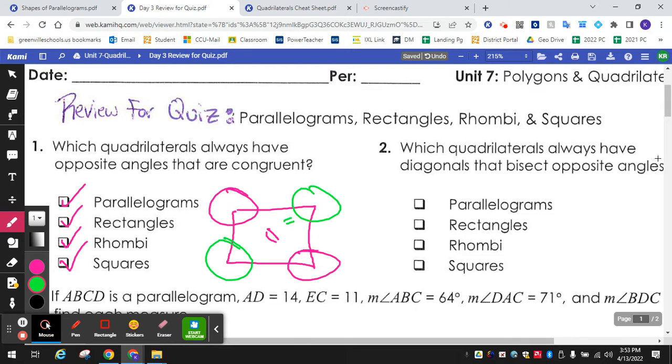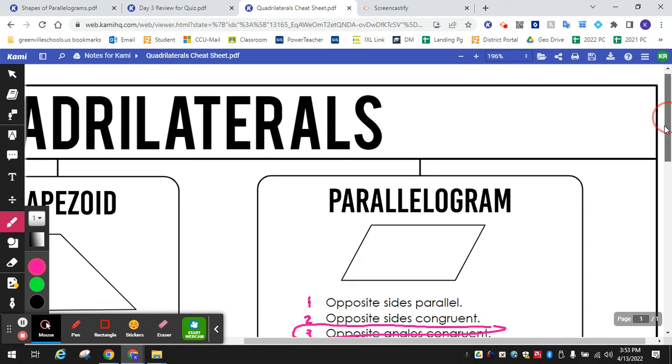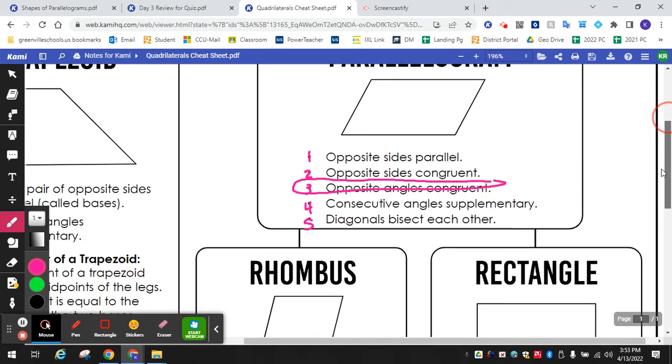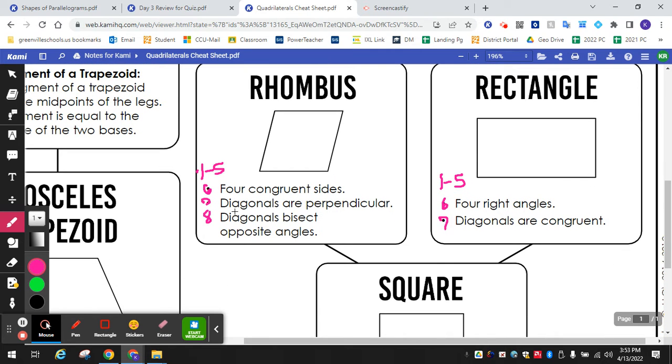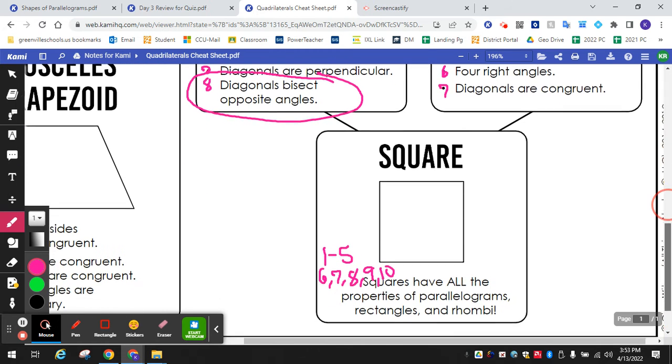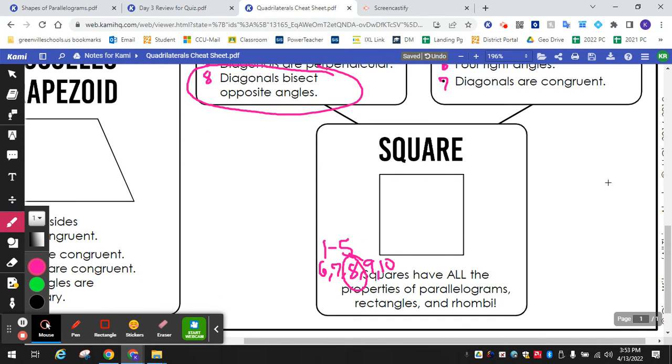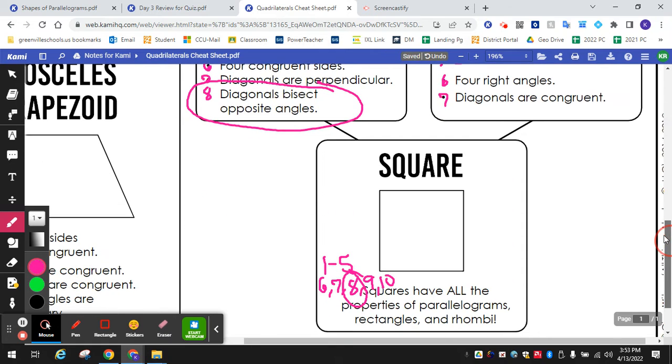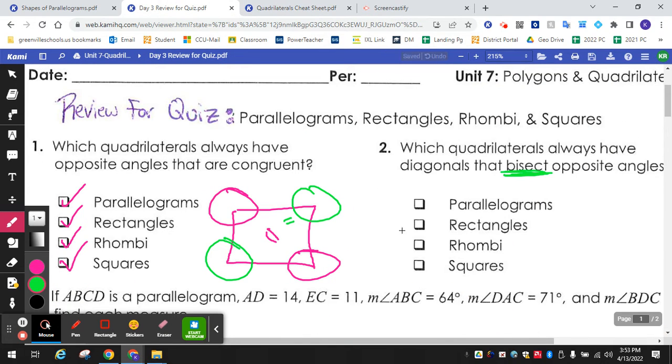Next it says diagonals bisect opposite angles. Bisect means cut in half. It's not in parallelograms. Here it is, number 8, and anything below it. So those are your answers. It's going to be a rhombus and a square.